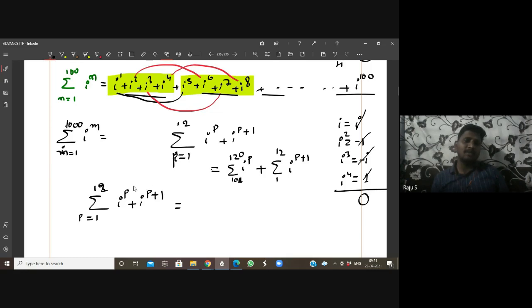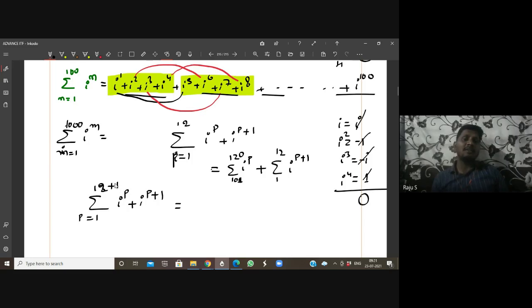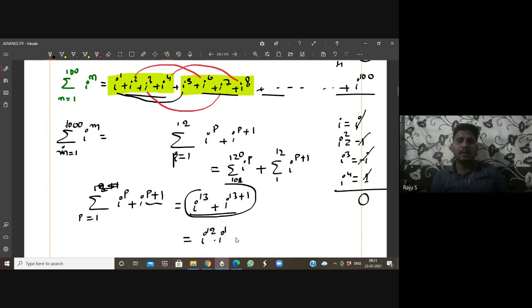Am I right? Yes, sir. 12 plus 1 is 13. The last term will be there, 13 till 12. That last term, i^13 plus i^(13+1), alone remains. Till i^12 it will be 0: i^1, i^2, i^3 up to i^12, and starting from i^2, 3, 4 till 13, 0. But the last term alone remains. i^13 can be written as i^12 into i.